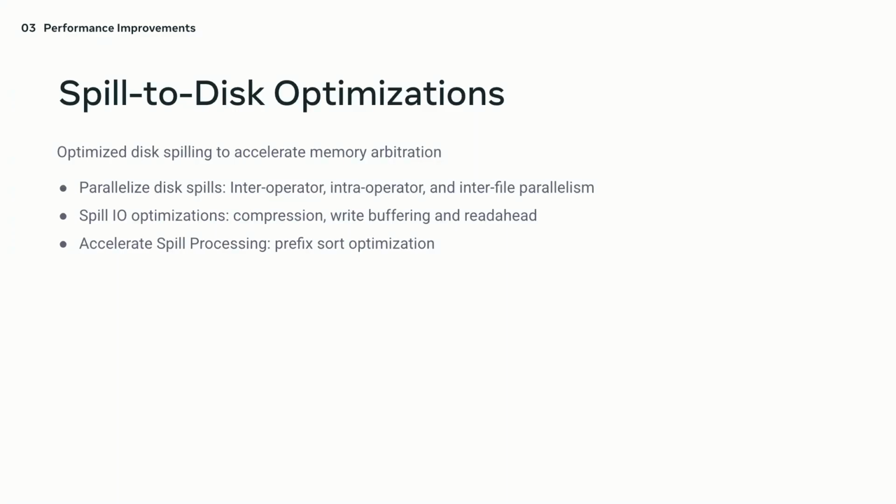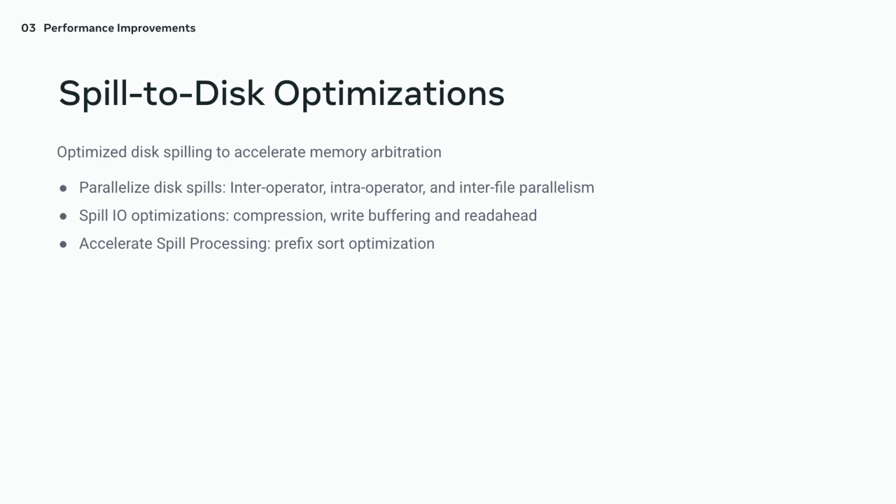We also optimized a lot about the spilling process itself to accelerate a single memory reclamation. So we did the following optimizations. We first parallelize the spilling processing across multiple layers. We support parallel spilling from multiple operators of the same query in a plan node. Within the same operator, we also parallelize spill processing by partitioning the spill data. And within a table writer, we parallelize the multiple file writer flushes within the same Hive data sink.